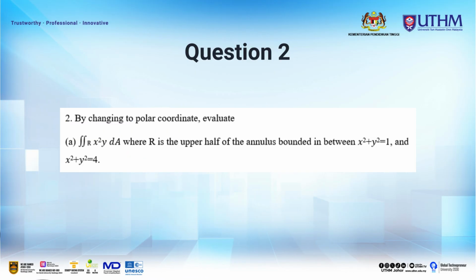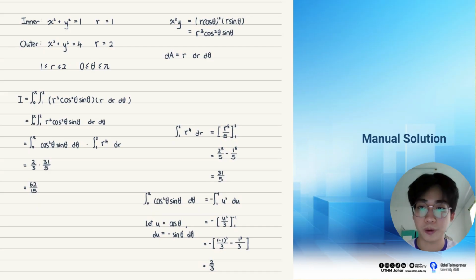Question 2. Moving to the manual calculation for question 2a, we were asked to evaluate the double integral of x squared y over the upper half of an annulus. Because the region is circular, bounded by the circles of radius 1 and radius 2, Cartesian coordinates are difficult to use. Instead, we converted to polar coordinates. We substitute x with r cos theta and y with r sin theta. Then the area element dA becomes r dr d theta.